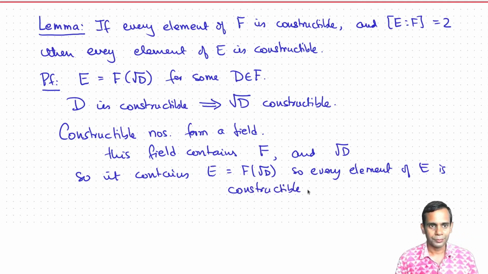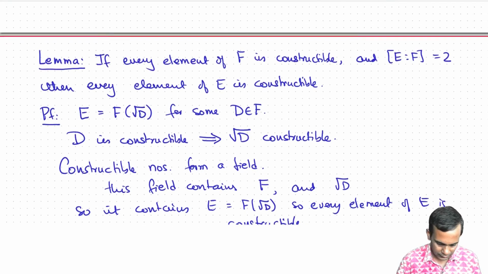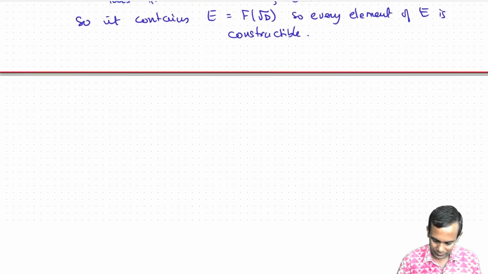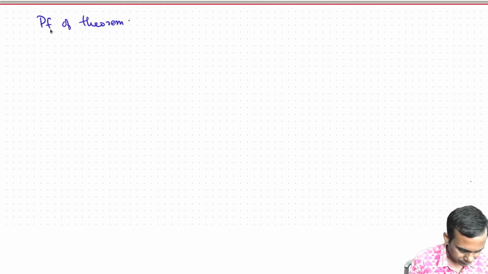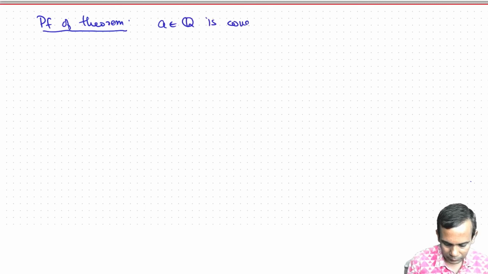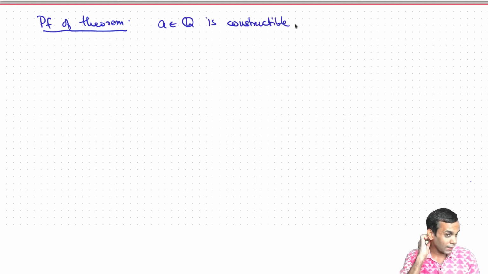And that's the proof. So now we can prove this theorem in one direction, which is: suppose A lies in a tower of quadratic extensions. Proof of theorem. Firstly, every A in Q is constructible. Why is this? Every rational number is constructible because 1 is constructible, and constructible numbers form a field.